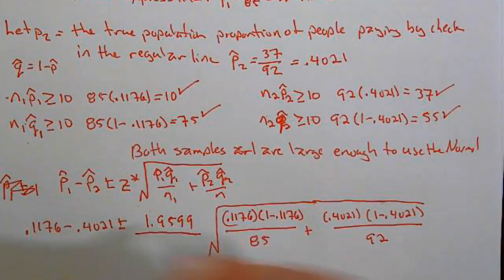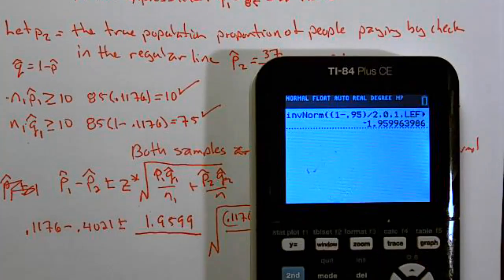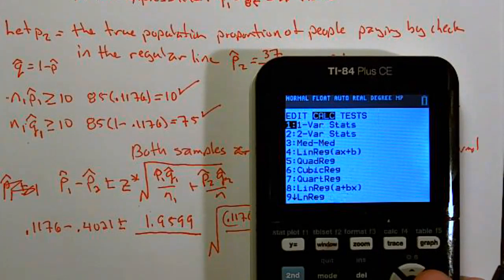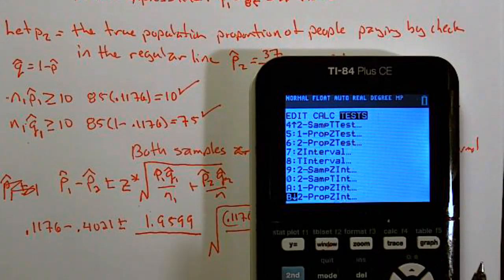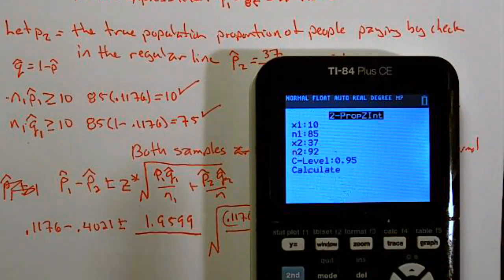If we had to multiply and do all this stuff, that'd be a lot of work. You can do it by hand or using the calculator, but we can do this fairly easily in the calculator. So we go Stat, arrow over to the word Test, and scroll way down, I think to letter B, and we should see 2-PropZInt, 2 proportion z interval. We're going to press enter.